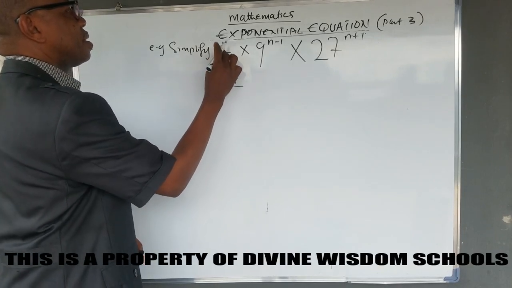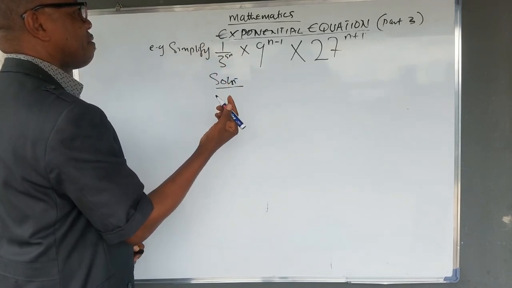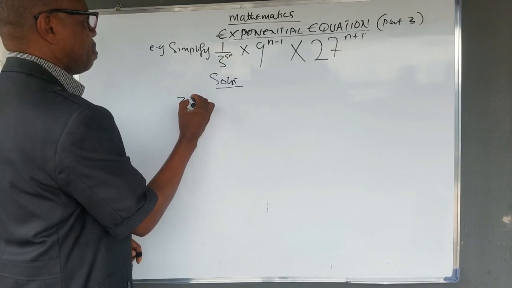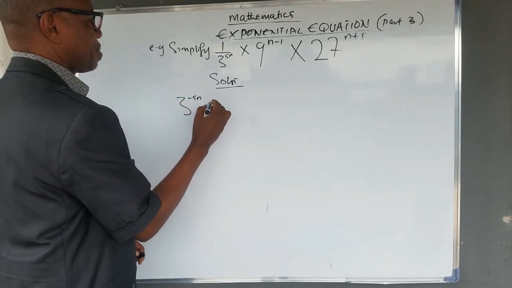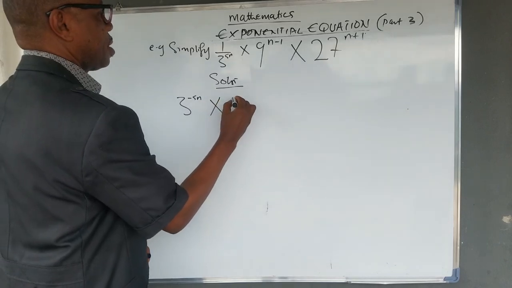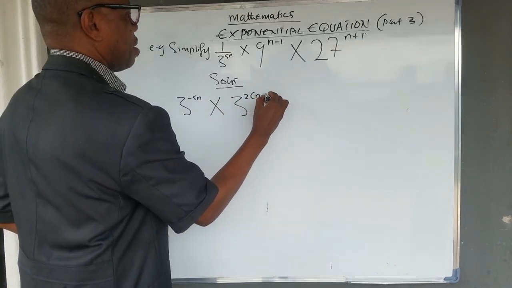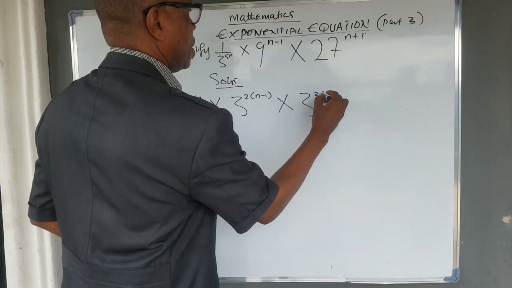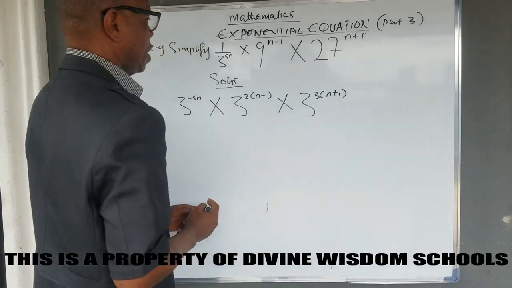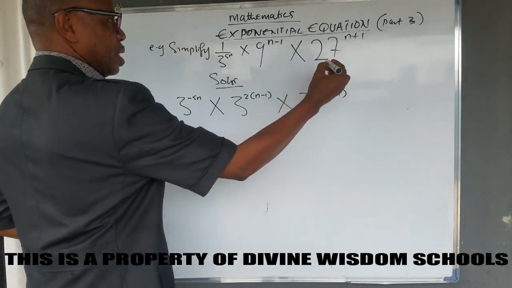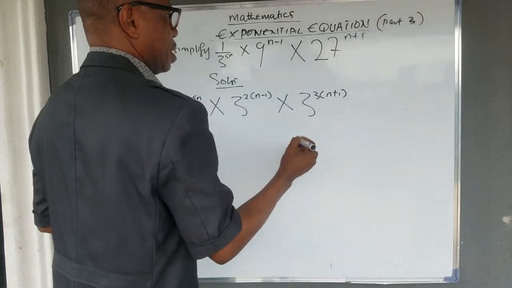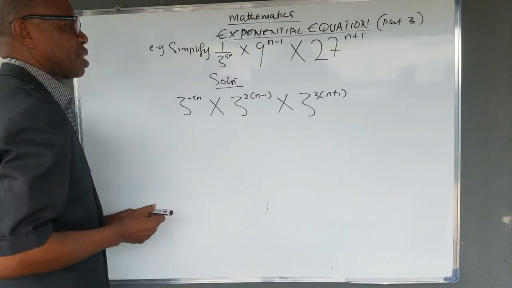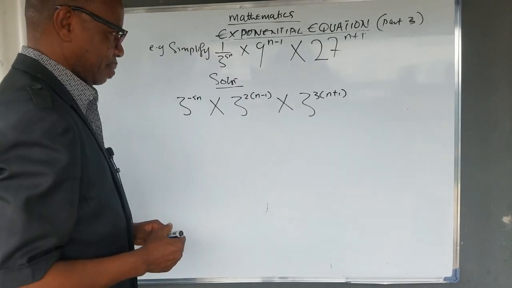To solve this, remember that this one here means an inverse rule. So this actually means 3 raised to the power minus 5n times 3 raised to the power 2(n minus 1) times 3 raised to the power 3(n plus 1). Now notice that there is no equality sign here equal to anything, so you should be careful in cancelling the 3 so that we don't mess up our calculation.